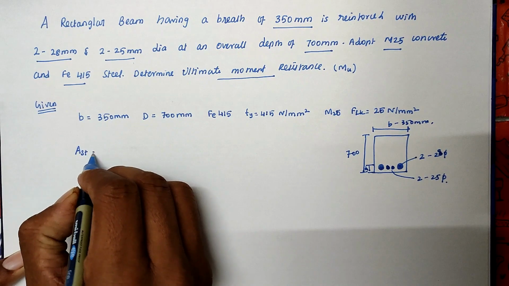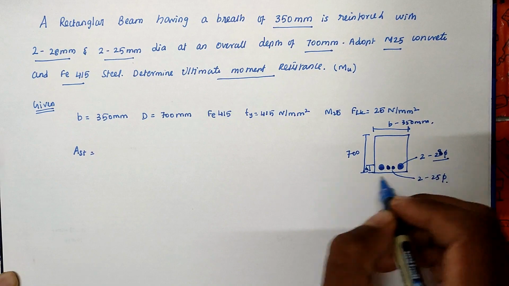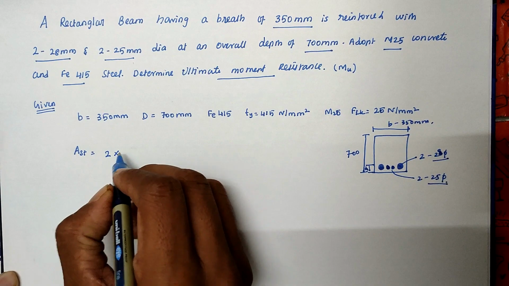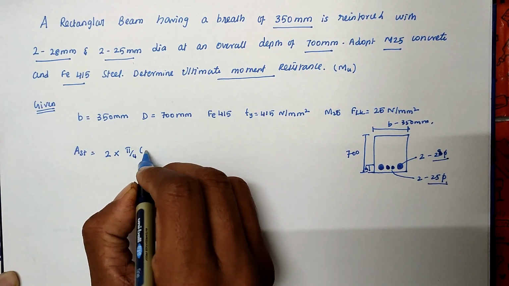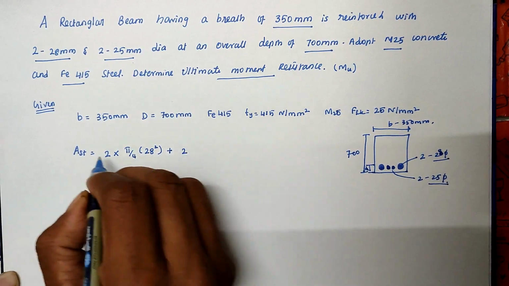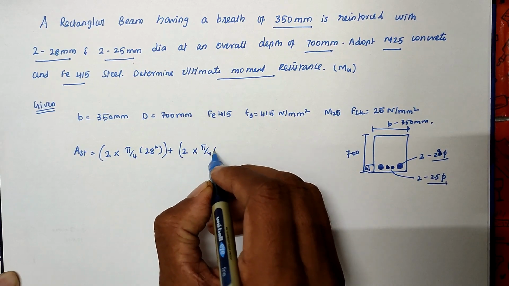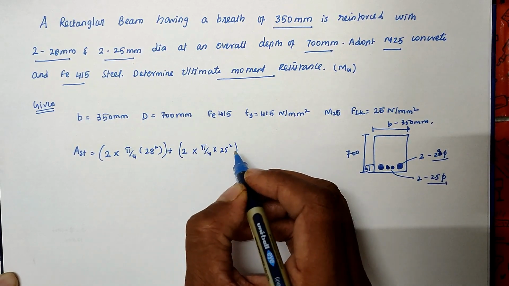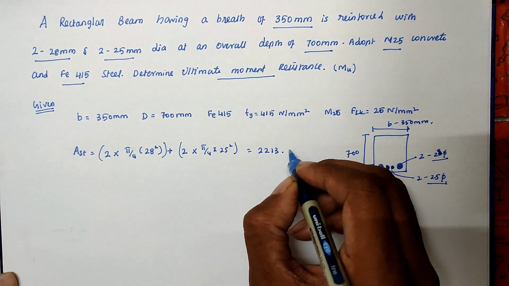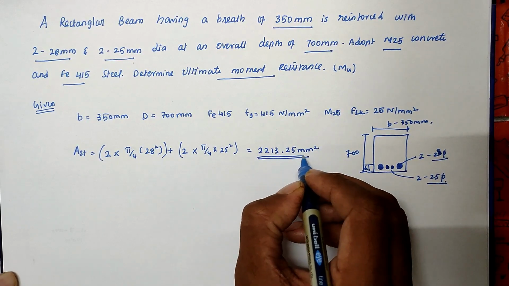First we have to find out Ast. Ast equal to, so now we know there are two numbers of 28 dia bars and two numbers of 25 dia bars. So we can calculate 2 into pi by 4 into 28 square, that is d square, plus two numbers of pi by 4 into 25 square. Solving this, we got the value of 2213.25 mm square.